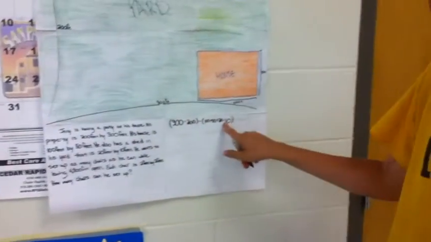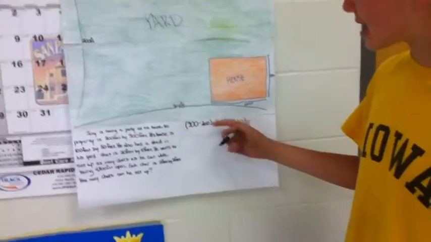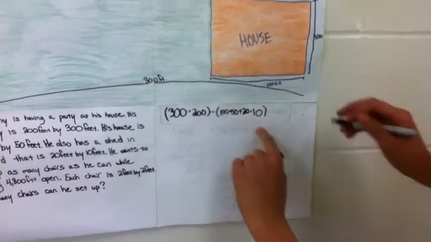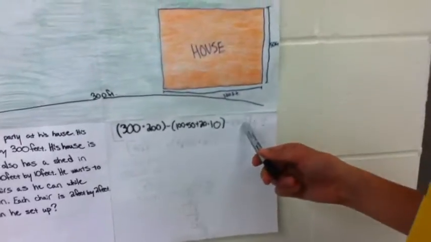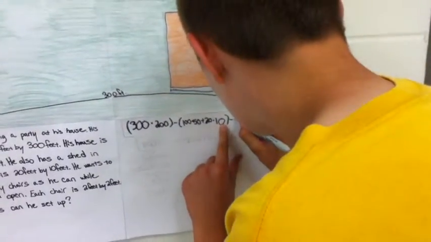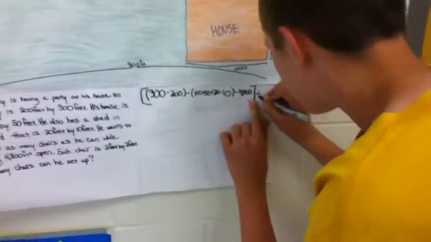So you have this. So this is the total area of the yard, correct? Yep. And this is the area of the house and the shed together. So then you subtract those two. And then you also have to subtract 4,800 feet because he wants that much open for tables and what else? Yeah, so then after you do that, then what do you have to divide it by? You have to divide it by 2 squared because the chairs take up 2 by 2 feet. Yeah. So put that in brackets. And that's divide. Correct, Ken.